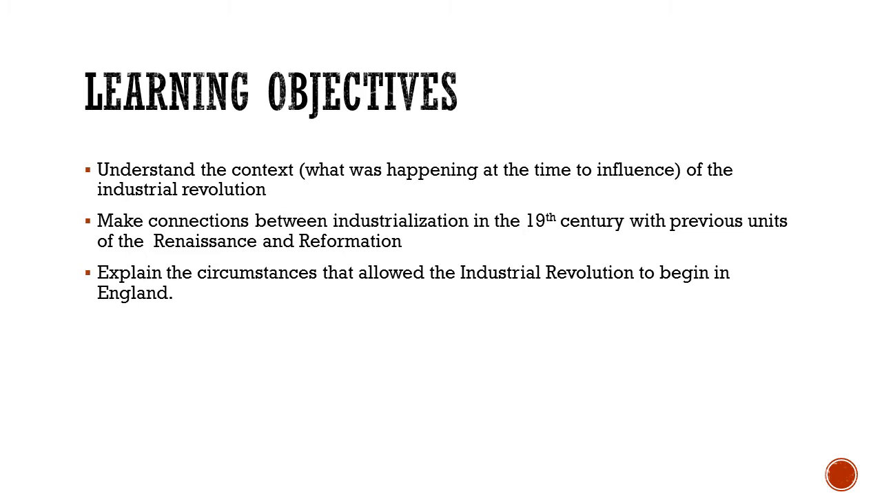And so let's look at the learning objectives. What we're trying to do here is understand the context. So what is happening at the time that's going to influence industrialization, the Industrial Revolution. And we're going to make connections between industrialization in the 19th century with our previous units. Here, we're going to be talking more specifically about the Reformation, and then work on explaining the circumstances that help explain why the Industrial Revolution is going to begin in England.